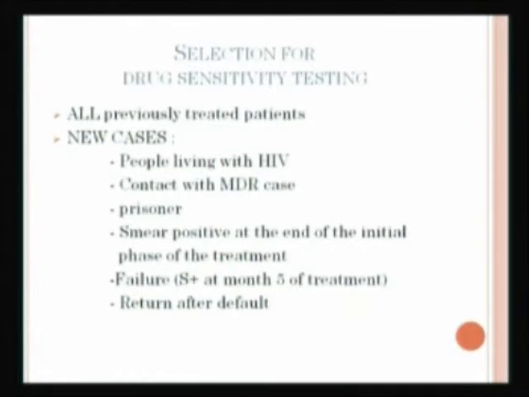How do we select for drug sensitivity test? We are not doing DST as routine. Our indications are for all previously treated patients. In new cases, we do it for people living with HIV, contacts of an MDR case, in the prison, smear positive at the end of the initial phase of the treatment, and failure, which is smear positive at month 5 of treatment, and for those returning after default.